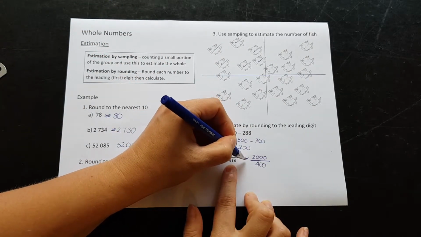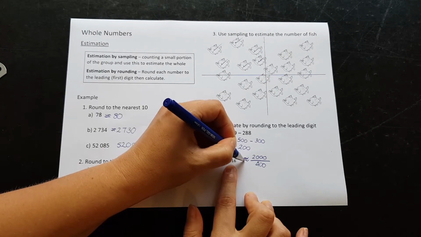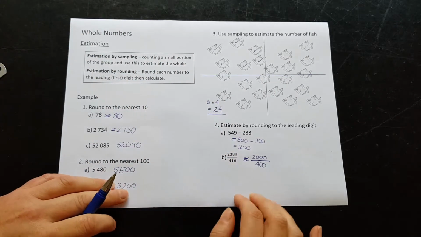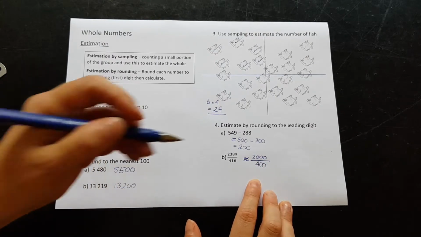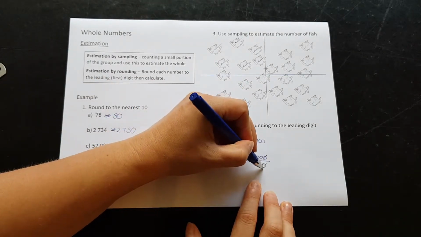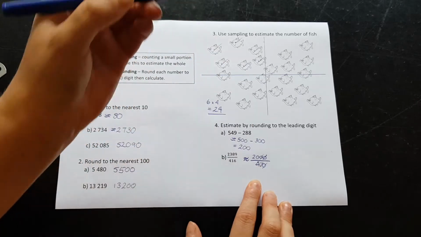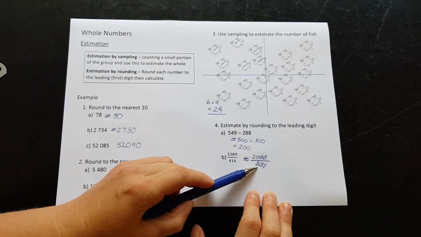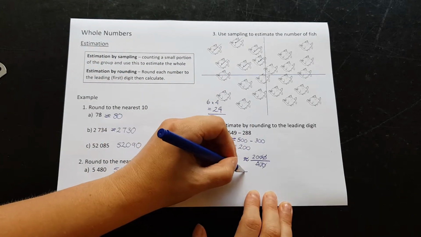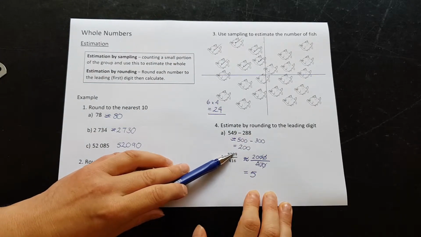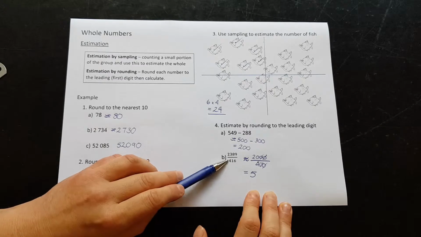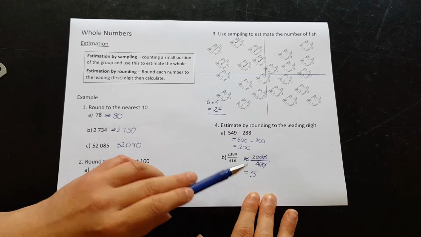Okay, approximately. I keep forgetting to write the approximate equal, don't I? Okay, then we want to divide these numbers. Now, zeros, if there's a 0 on the top and the bottom, we can cross those off. So we're just left with 20 divided by 4, which is 5. So this number, 2,389, is approximate, divided by 416 is approximately 5.